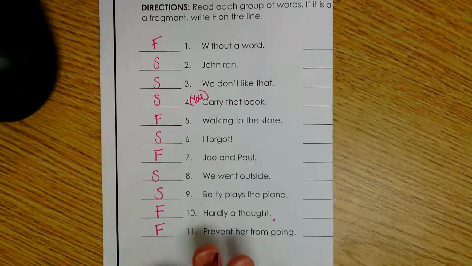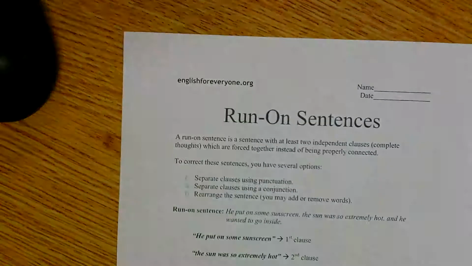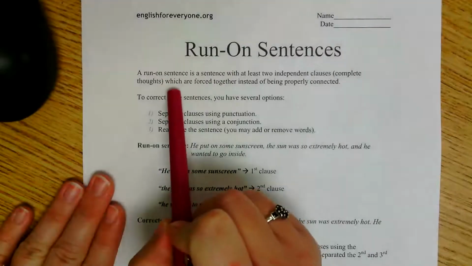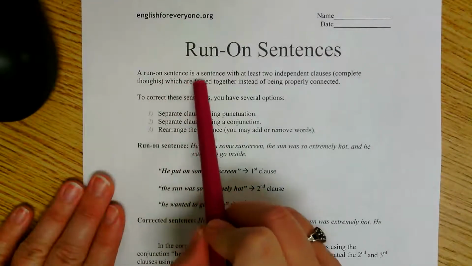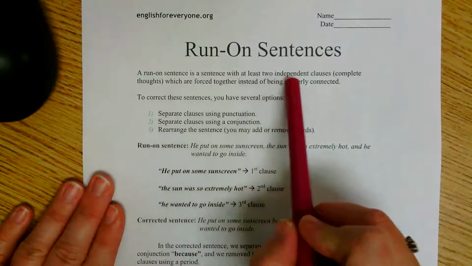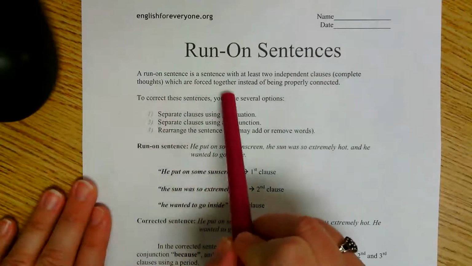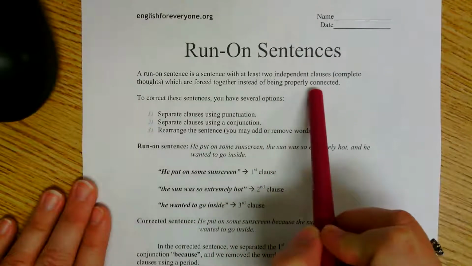So now we're going to look at one more review skill that kind of goes along with this, and this is what we call run-on sentences. When sentences just seem to keep going and going, and they're not separated or punctuated correctly. So read this review sentence with me at the top. It says a run-on sentence is a sentence with at least two independent clauses, which are complete thoughts, which are forced together instead of being properly connected.